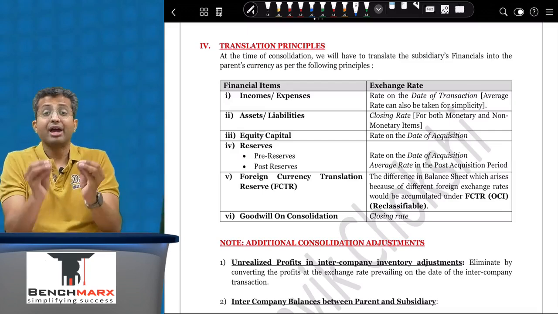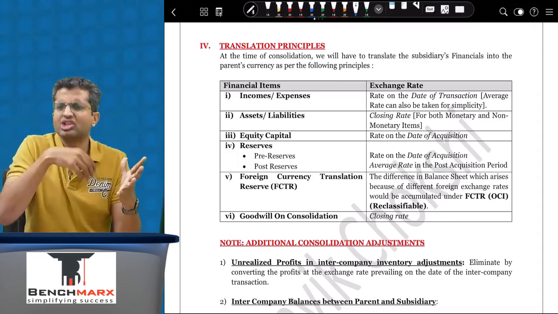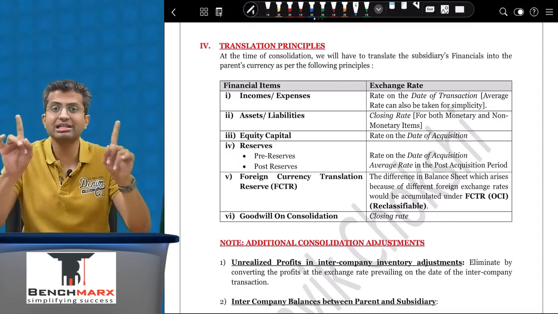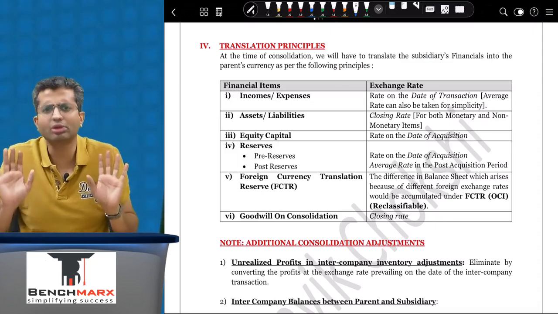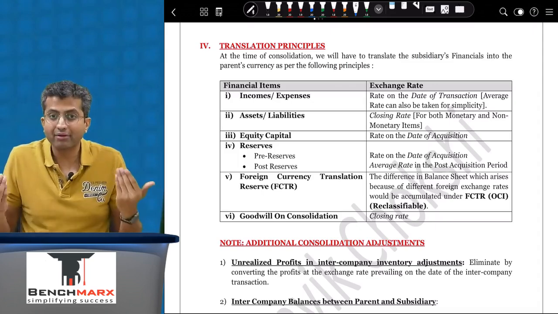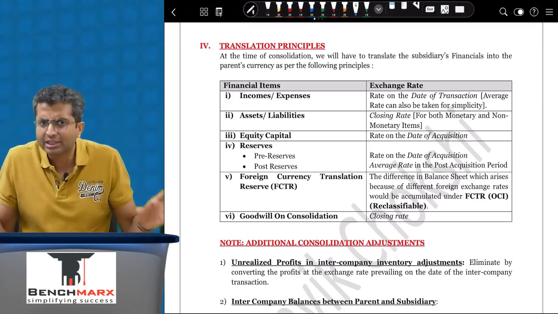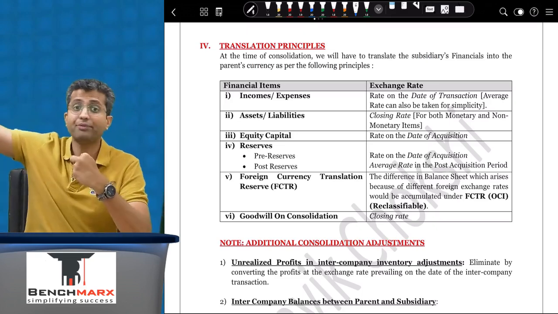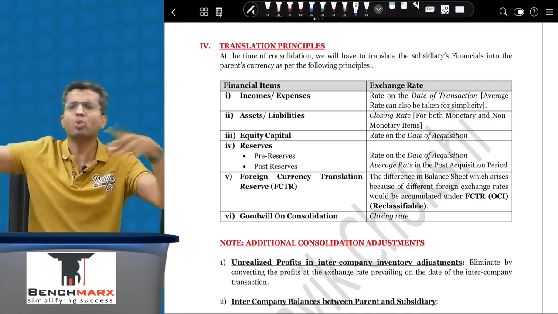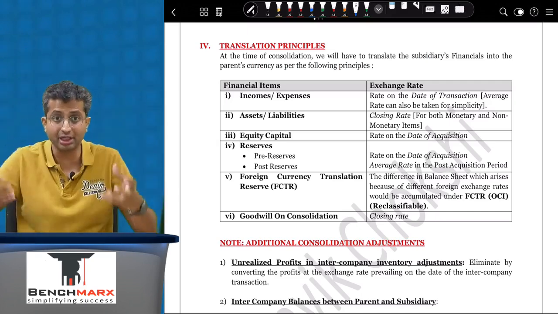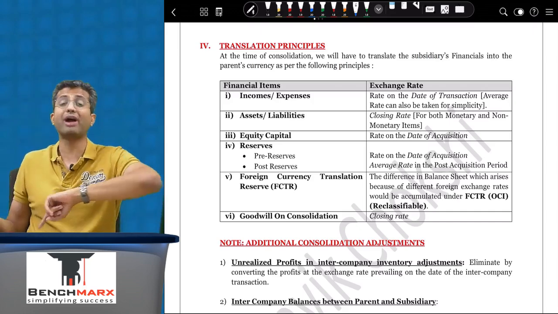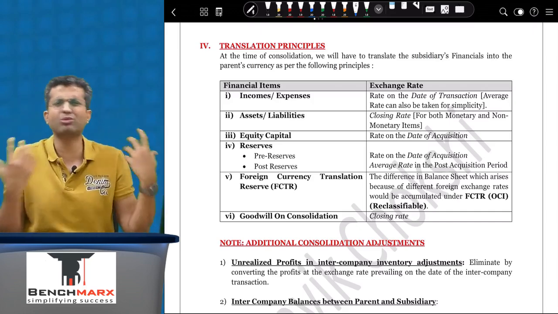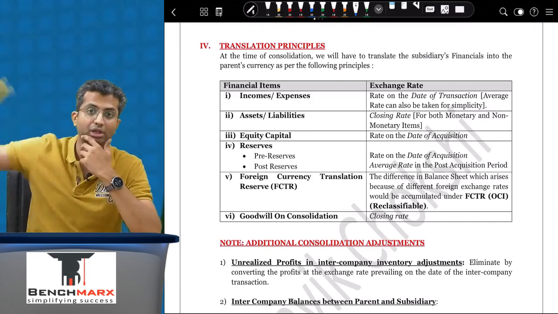The law says that income statement items, sales, purchases, etc., have to be ideally converted at the rate prevailing as on the date of the transaction. However, this exercise can be very tedious, especially for a foreign operation where hundreds and thousands and lakhs of transactions would have happened in a year. You recorded everything in Tally in your pounds, and now you have to convert each and every transaction. That will be a very cumbersome process. Next financial year will come.